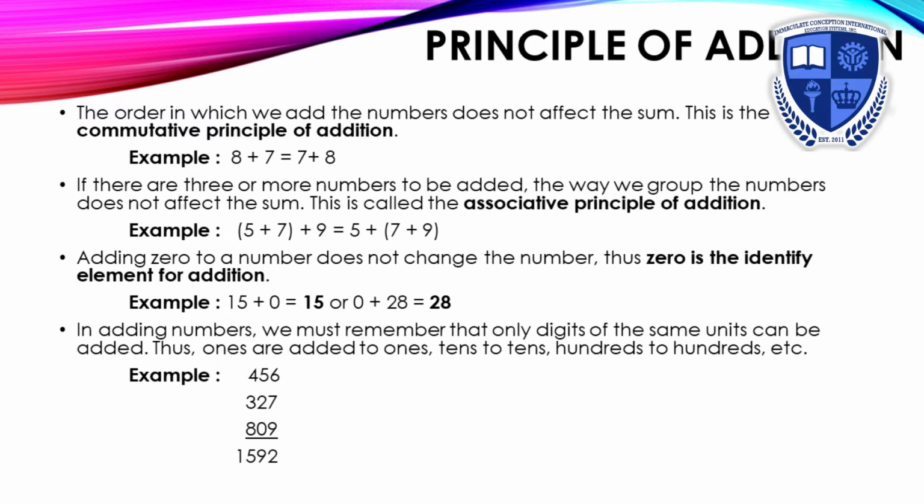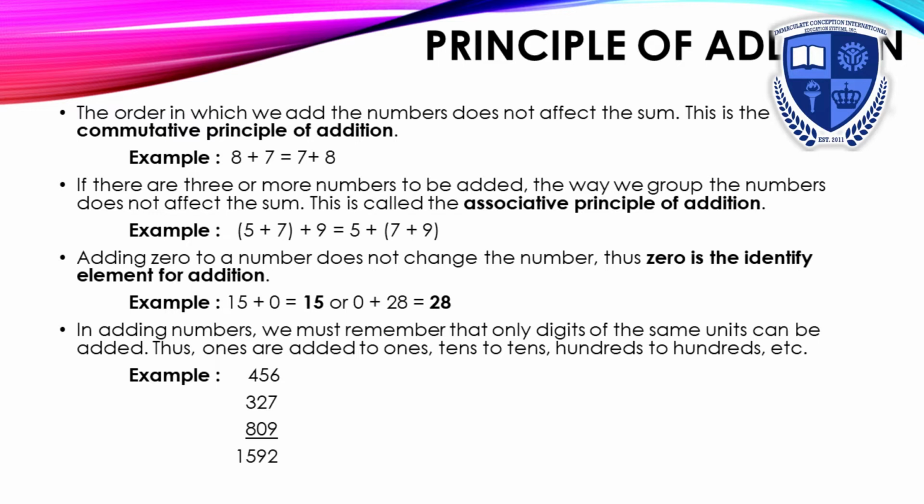If there are 3 or more numbers to be added, the way we group the numbers does not affect the sum. This is called the associative principle of addition. For example, class, (5 plus 7) plus 9 is equal to 5 plus (7 plus 9). So dito, class, napapansin nyo na kahit sa 5 plus 7 pa natin ilagay ang parenthesis or sa 7 plus 9, it's the same pa rin naman po. So hindi po siya nakaka-apekto sa ating pagko-compute.